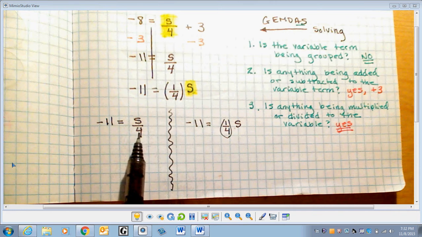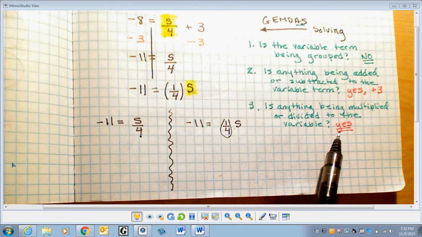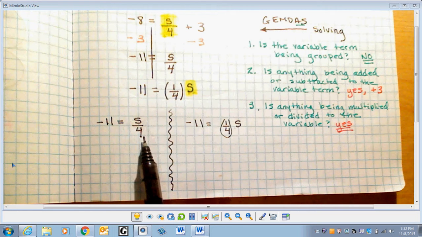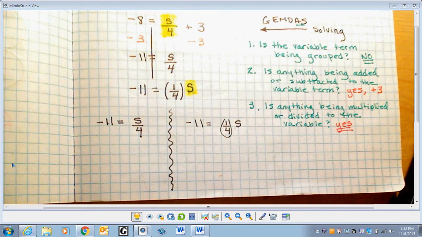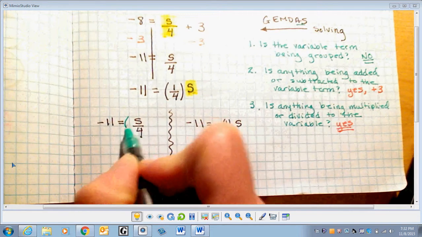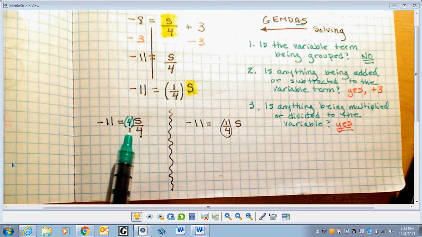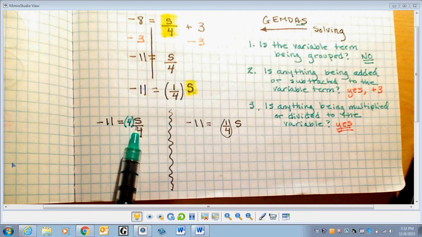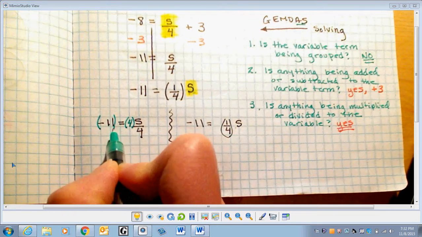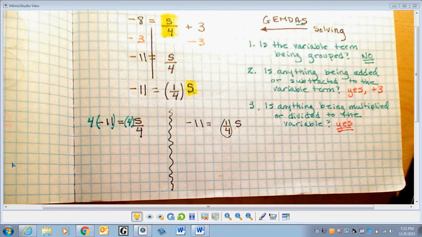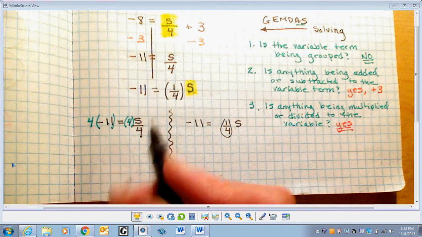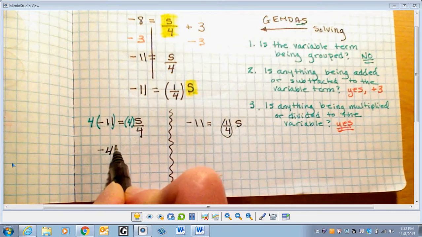So in this case, when answering this question, I'd say yes, s is being divided by 4. So if s is being divided by 4, that means then I want to multiply it by 4. I want you to notice that that 4 is upstairs in the numerator because this is 4 divided by 4, which is 1. So my negative 11 also gets multiplied by 4. Okay? So that means then 4 times negative 11 is negative 44.